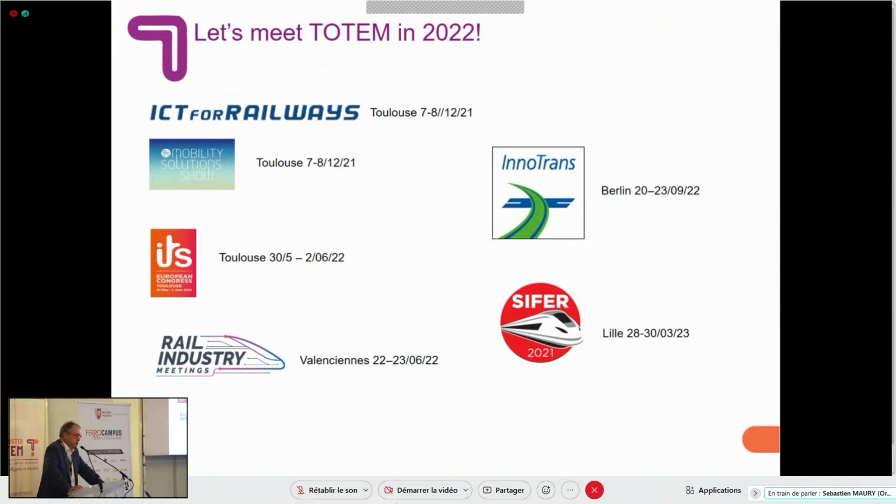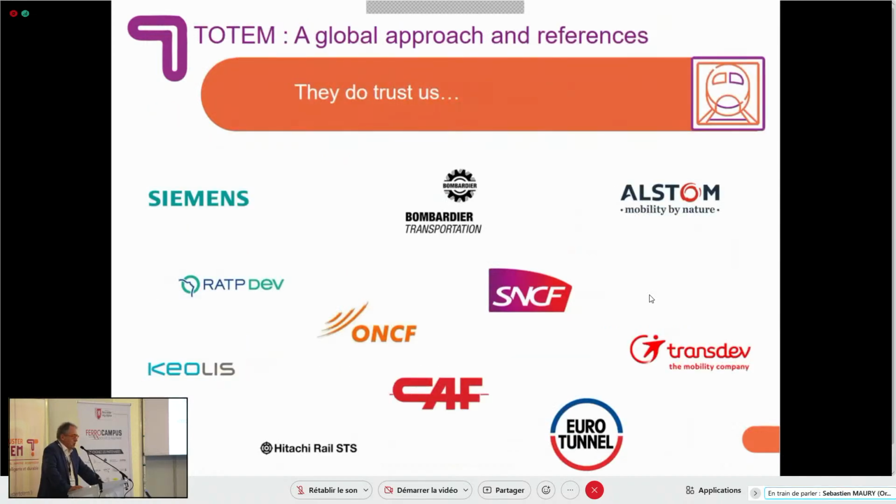CFAIR all the 2 days in Lille this year, and in 2 years also, High Industry Meeting in the north of France, and the main exhibition for railways in September 2022 in Berlin, InnoTrans, is the main exhibition for our sector.